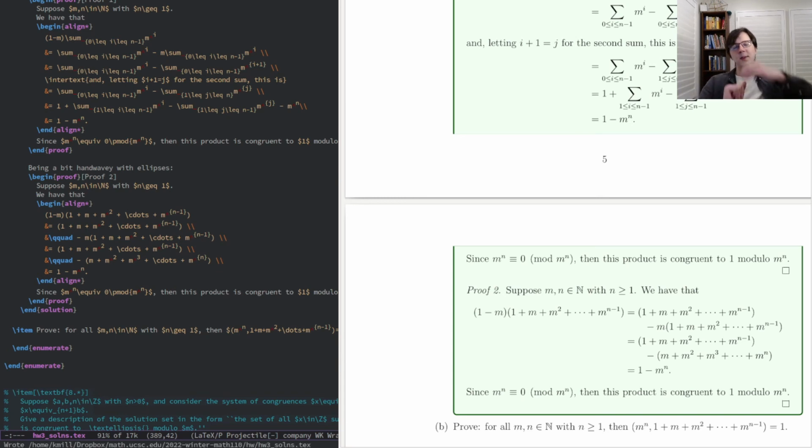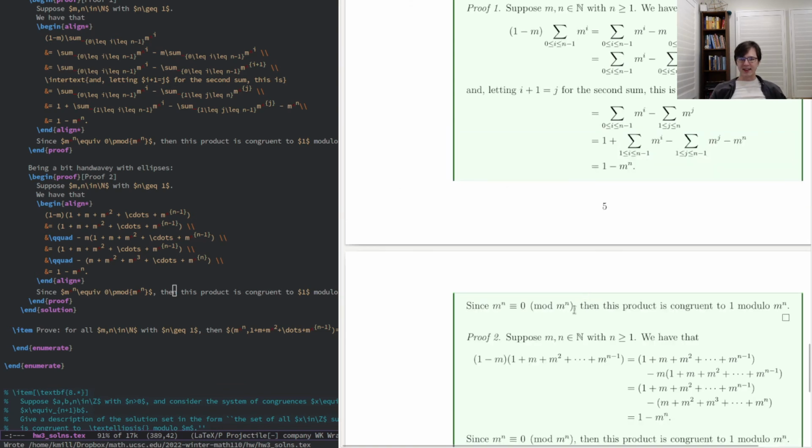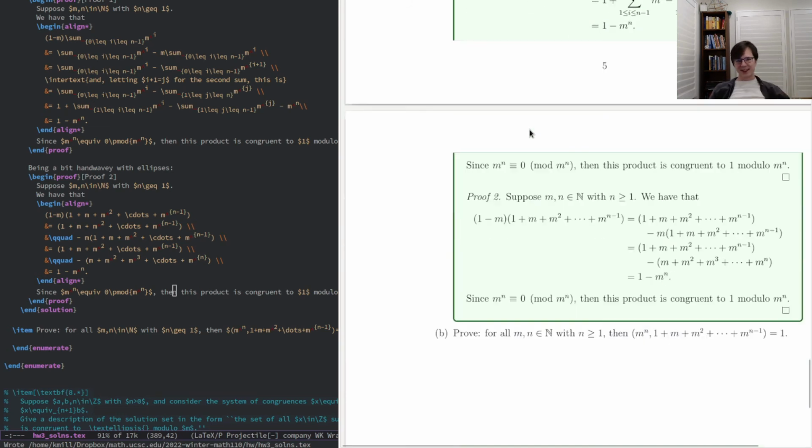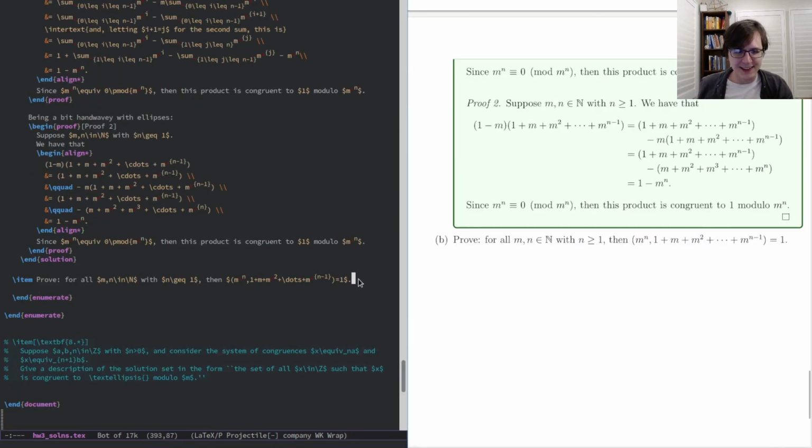Okay, so let's see, what would the induction proof be? We would want to show that the next sum is 1 mod m to the n plus 1. But we only know what it is mod m to the n. So if we reduce our equation mod m to the n, then that would kill the last term. Well, you can figure it out. Let's get done.